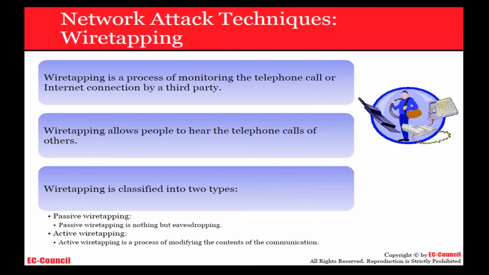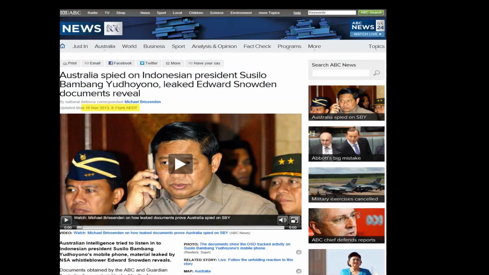Like being a busybody or sticking your nose into everything. There are two types of wiretapping, active and passive. Active wiretapping is the process of modifying the content of the communication, whereas passive is where you just collect and you attack later. Alright, do you think this is still active? Do you think people are still doing that?